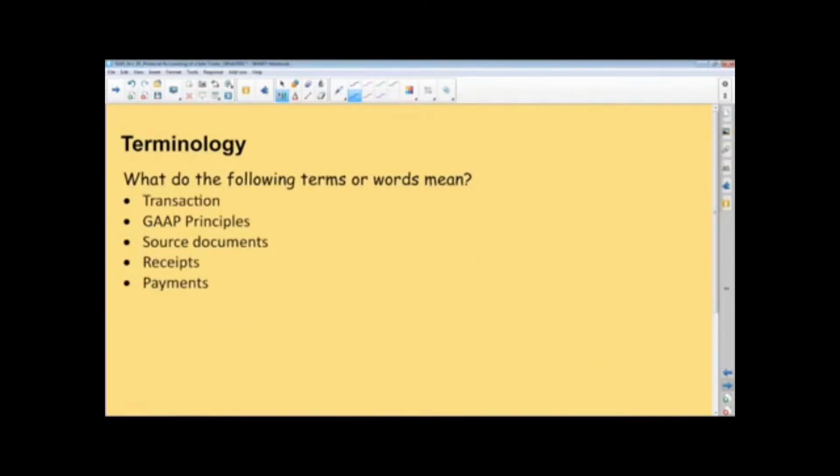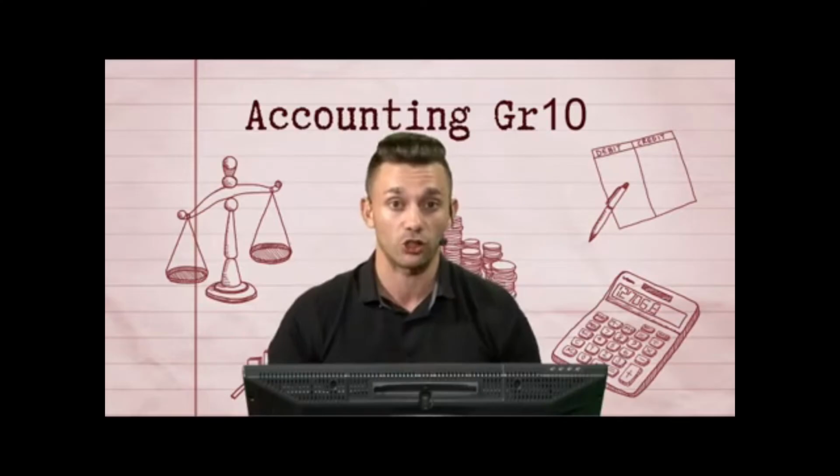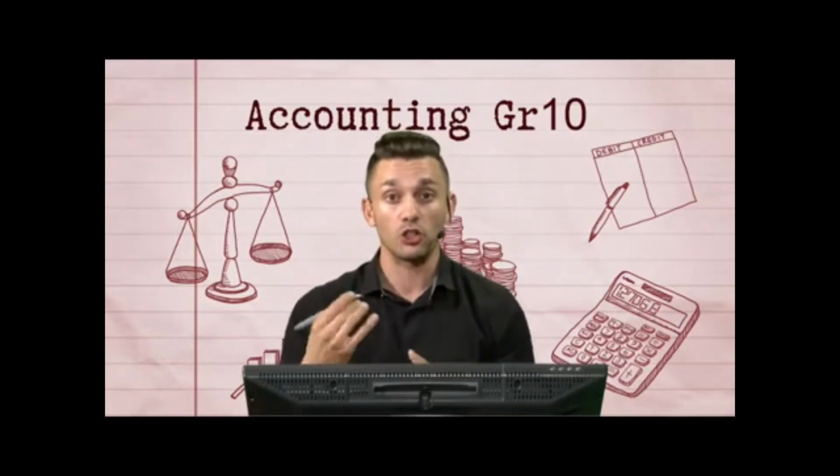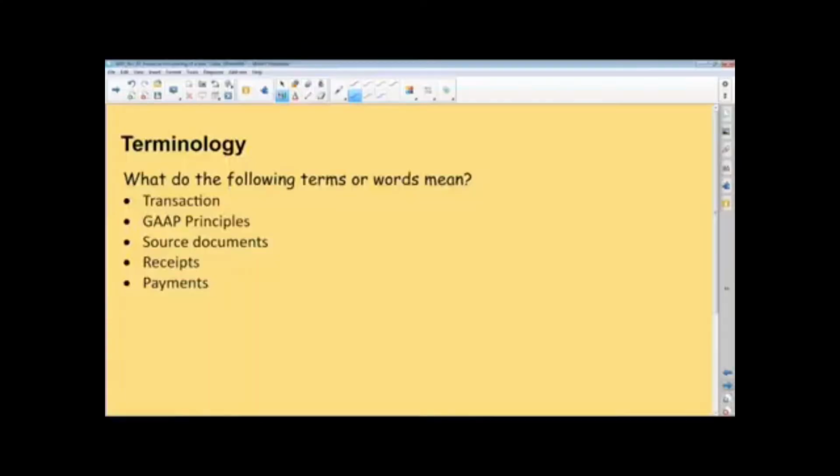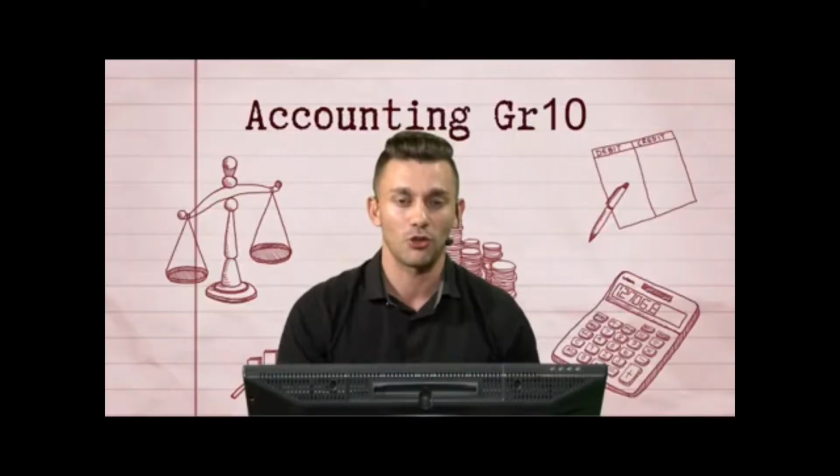What terminology? So I'm going to give you about 3 minutes to go through these phrases and hopefully you get all the correct answers to them. Firstly, what is a transaction? So explain a transaction to your friend next door. Again then, the GAAP principles. Can you still name the 6 GAAP principles we've done? See if you can name all 6 and maybe explain one to a friend. Then, give me a few source documents. What source documents do we have? And then, very easy, distinguish between receipts and payments. So your 3 minutes starts now.